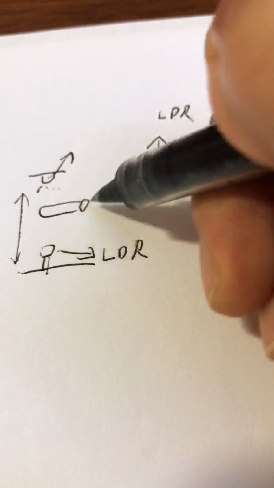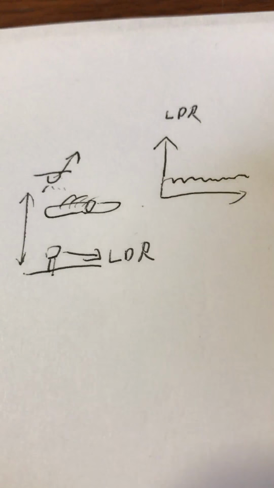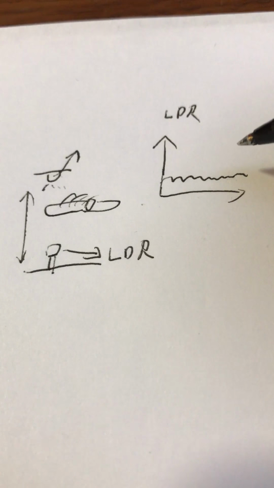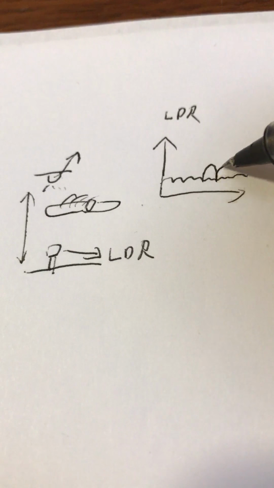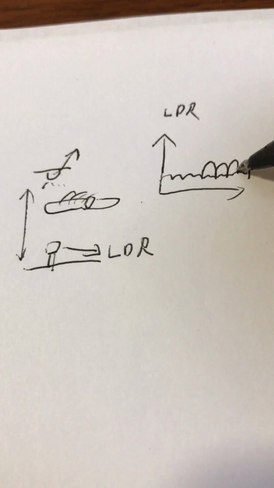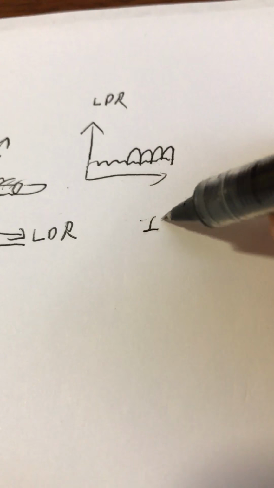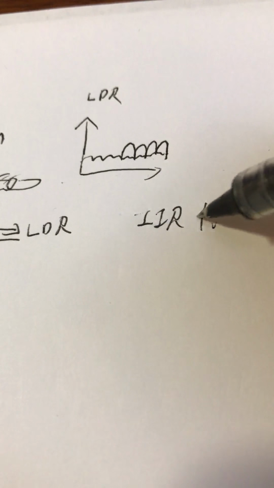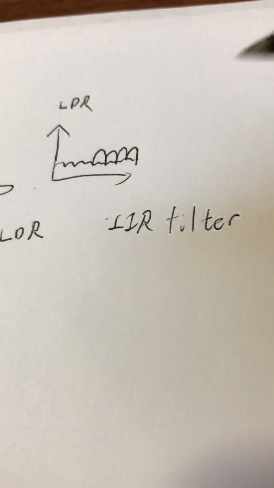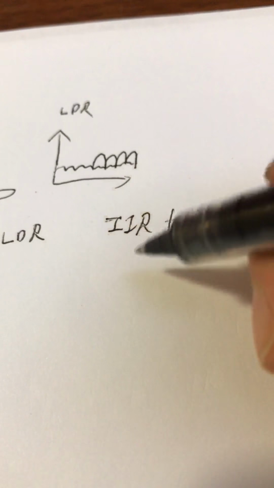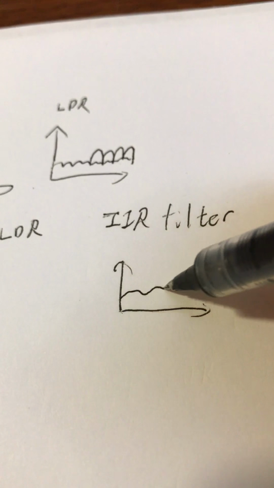Then we add a fan here to create noise. At that time, the value of the light-dependent resistor will be influenced by the noise. It will change. After that, we use the IIR filter to filter the noisy part. If our IIR filter works properly, the noisy part should become a smoother line.